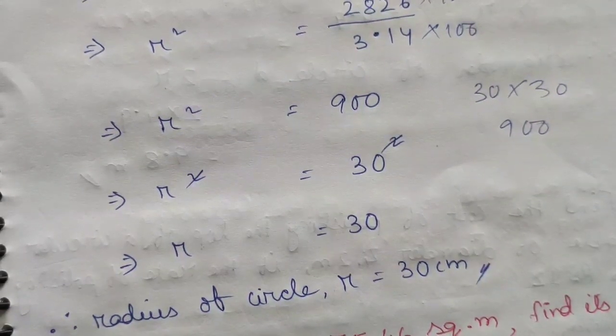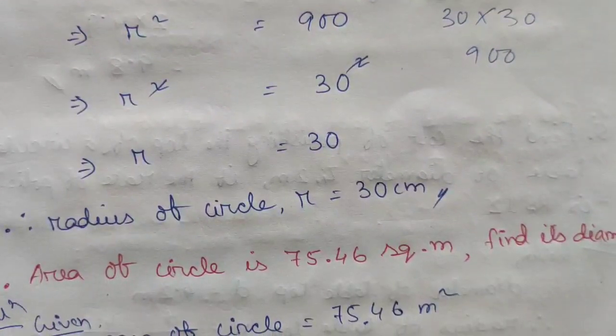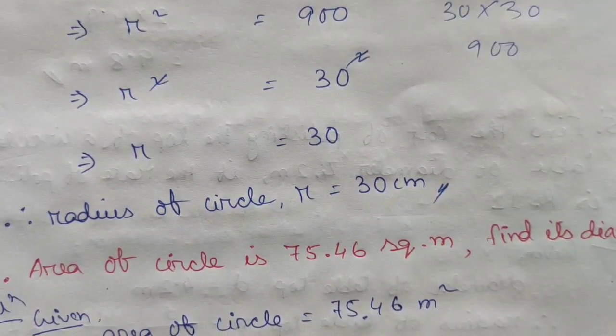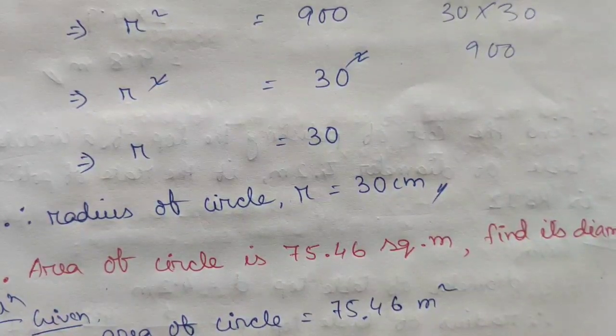Clear? So now we'll move to our next question, that is question number 4. Here the question is: the area of a circle is 75.46 square meter. Find its diameter.